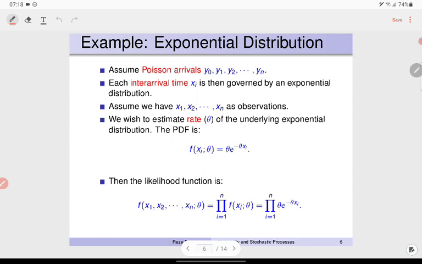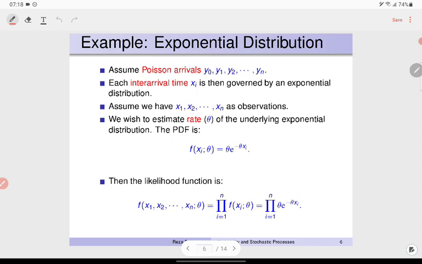All right, let's see an example. We're going to have an example related to exponential distribution. Assume we have a Poisson arrival y0, y1, y2, and so forth until yn, where the y's are basically the times that something arrives, a packet and so forth. So this is a Poisson arrival.